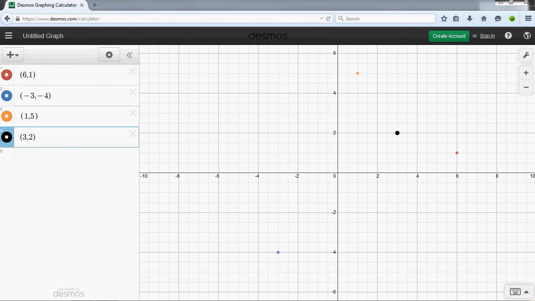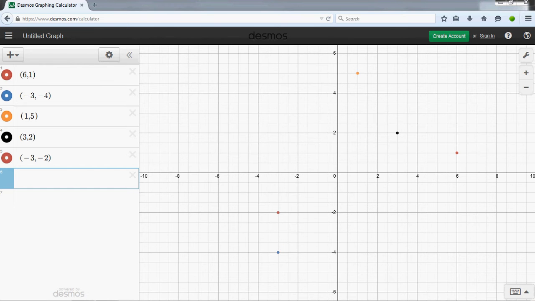So let's see if we can predict this next one. This next one, (-3, -2). Let's see if we can figure out where that's going to be. So -3 is going to be 1, 2, 3 in the negative direction. -2, 1, 2. So I think it'll be right about there. And there it is.